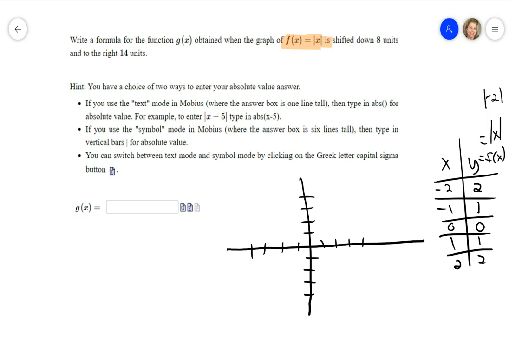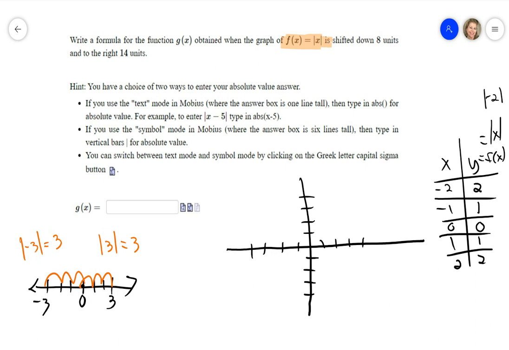Absolute value is literally a distance, and distance is always positive. It's just how far away from 0 you are on a number line. So here's 0. And whether you're 1, 2, 3 to the right or 1, 2, 3 to the left, the distance is the same. That's just how far you are. The sign is a directional thing, but the absolute value of -3 is 3. The absolute value of +3 is 3. You are 3 units away from 0, just in opposite directions. So it's always a positive answer.